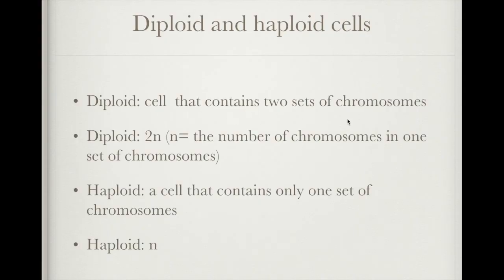Diploid is a cell that contains two sets of chromosomes, and it is represented by 2n, where n is the number of chromosomes in one set. Haploid is a cell that contains only one set of chromosomes, which is half of the diploid, therefore n. In humans, normal body cells are diploid, 2n, with 46 chromosomes, and gametes are haploid, n, with 23 chromosomes.